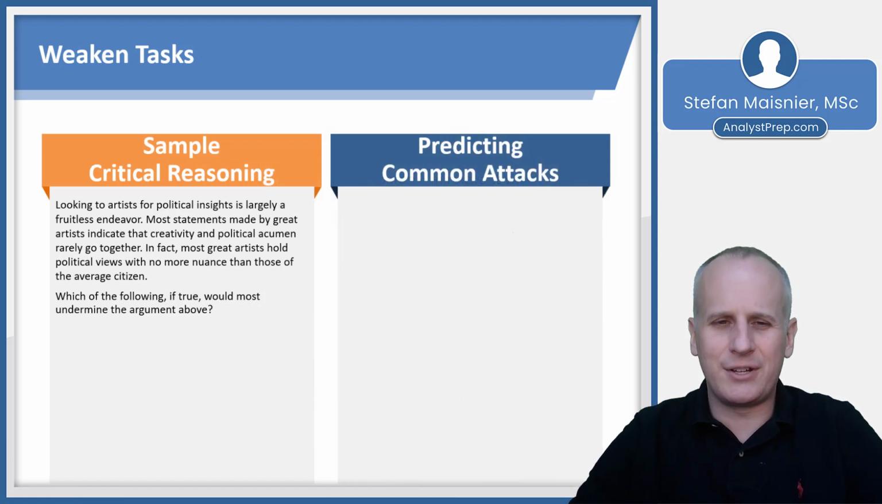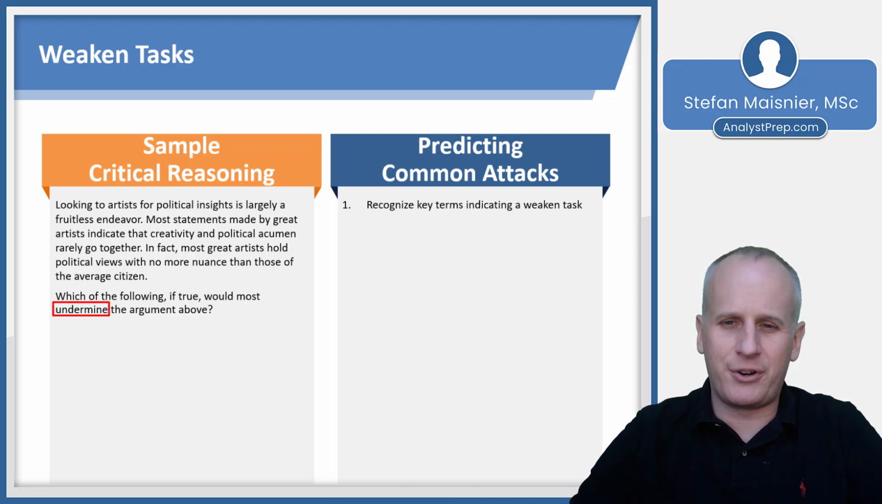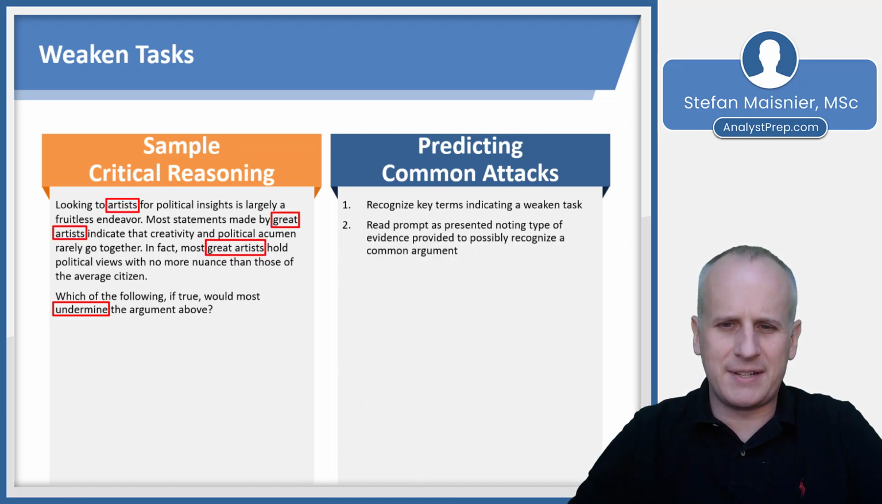Now, let's take a look at a sample critical reasoning question with a weaken task. So, as always, we read the question stem first. Which of the following, if true, would most undermine the argument above? So, we recognize the word argument, the word undermine. That's indicating a weaken task. Then we need to read the prompt as presented, and we're going to note possible evidence to try and recognize a common argument.